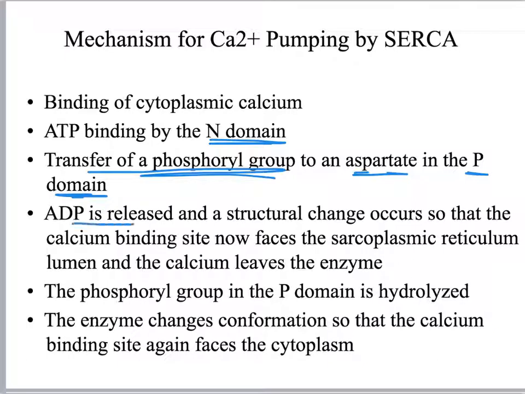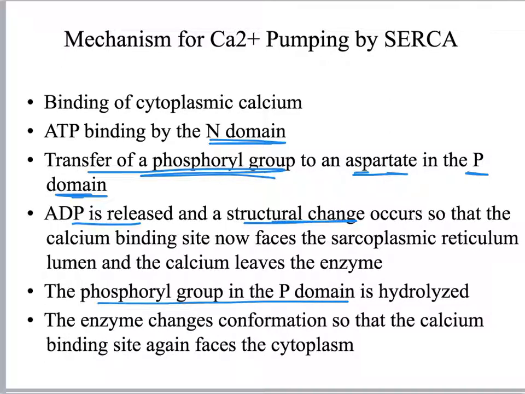When that happens, there's a structural change that occurs. So we actually change the conformation of the protein. The calcium binding site is now going to face the other side, the outside of the cell. That phosphoryl group is then going to leave that P domain.